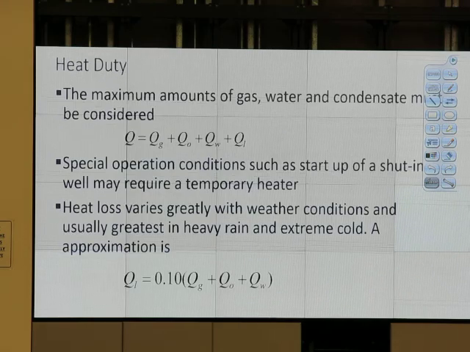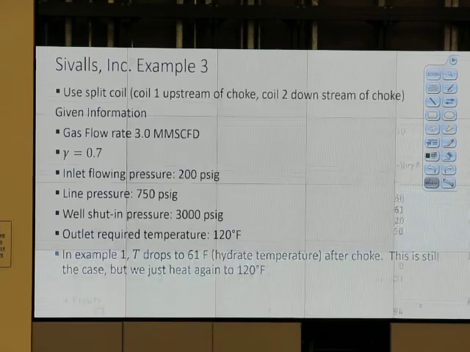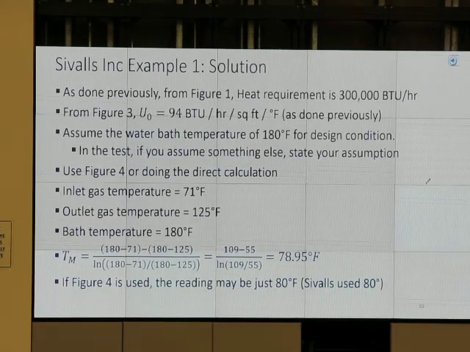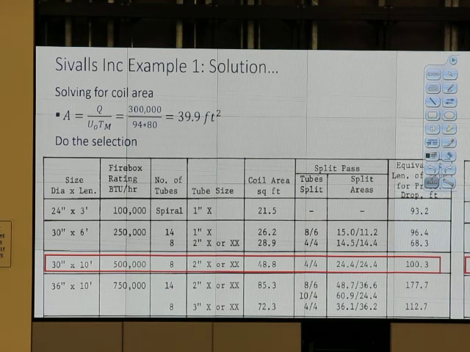So that's what it is. Look at this. I get T sub m, then I can calculate coil area. A equal to Q over U and T sub m, and I get about 40. Then I look at the data sheet.